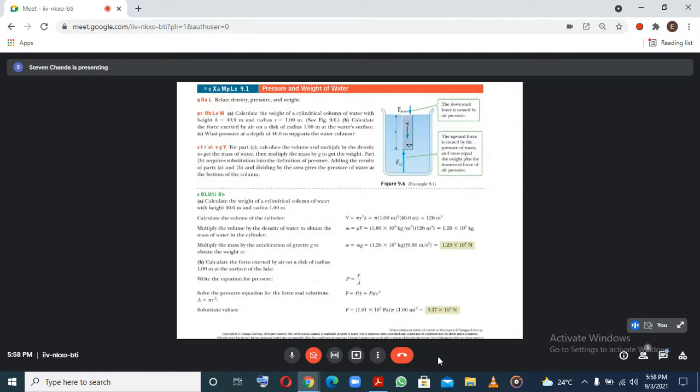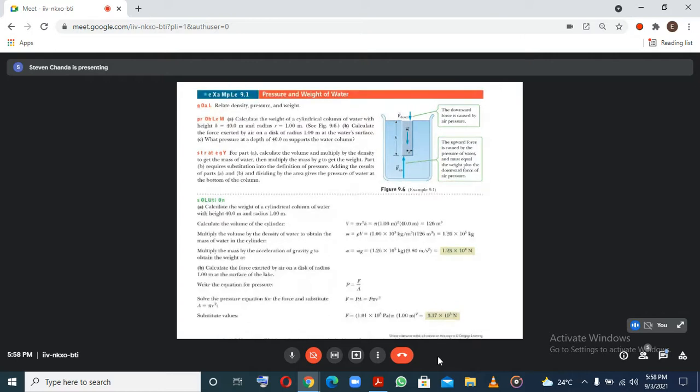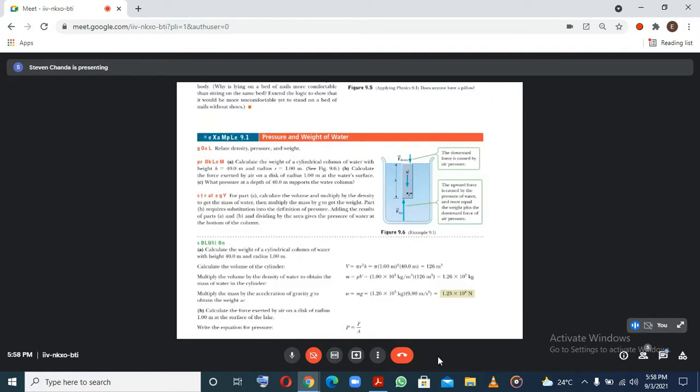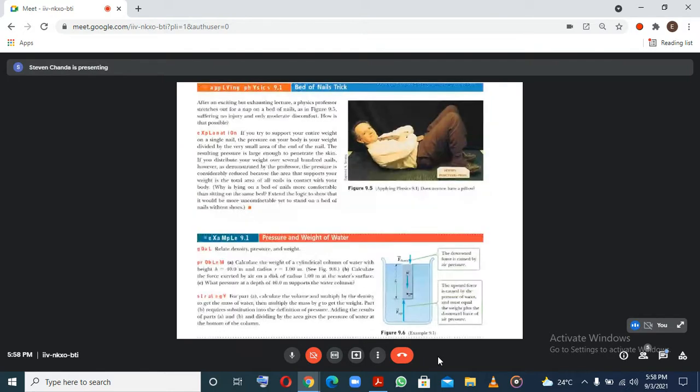Here we're just going to use what we discussed last week, which is density, pressure, and weight. So what we are basically going to be doing today is seeing how we can apply all these principles in order to answer this question. And like I always say, don't memorize, so let's understand this question.